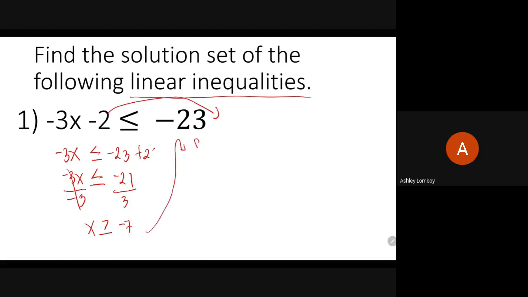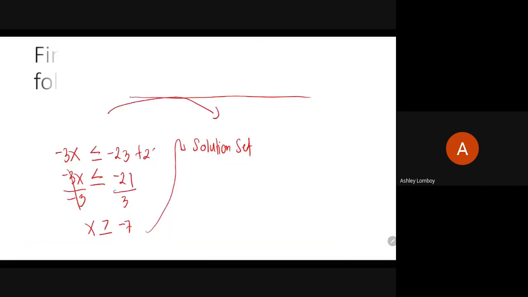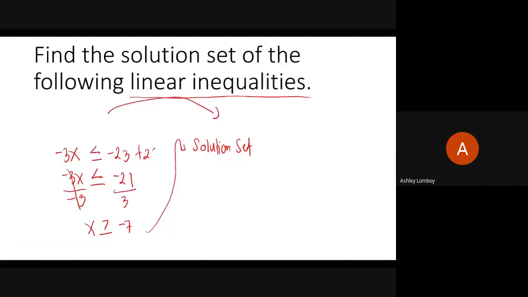So the SS or the solution set in interval notation pala, mali ako, in set notation will be, kasama ba yung negative 7 or hindi sa solution set? It's just a yes or a no question. Kasama ba ang negative 7 sa solution set? Yes or no? Yes, that's correct, Jeremy. Kasama siya, so magba-bracket ba ako or magpa-parenthesis?